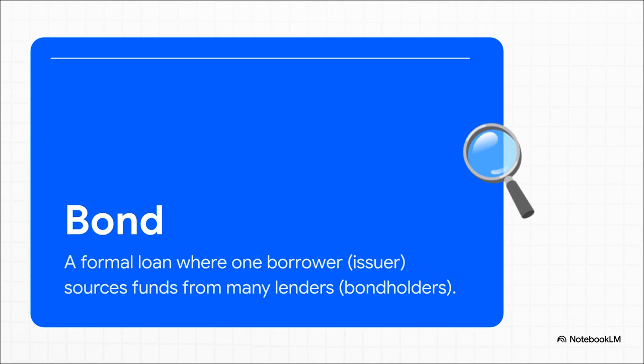At its core, a bond is a sophisticated IOU. It is a debt instrument issued by an entity, such as a government or a corporation, to raise capital. Unlike a traditional loan between two parties, a bond allows one borrower to source funds from a wide array of investors at the same time.